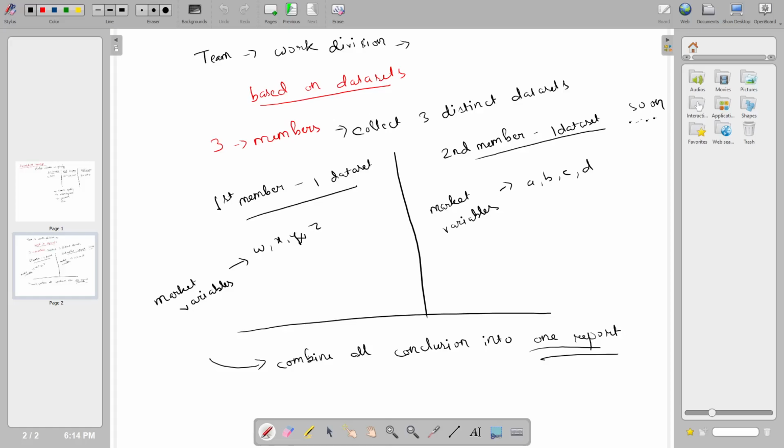And if you're working alone, just try to work on one or two data sets so that your conclusion is more insightful, because one data set is not enough sometimes.